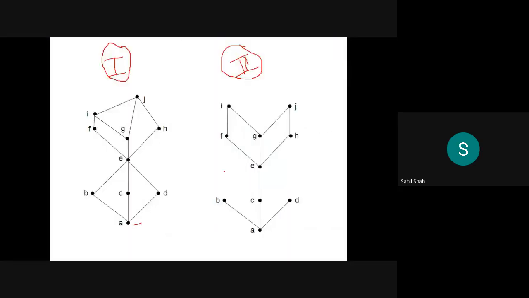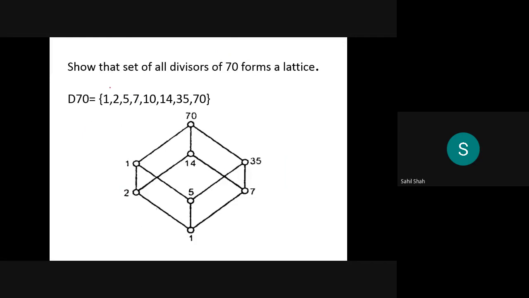Yes. Fine. So the very first example for you: show that the set of all divisors of 70 forms a lattice. This is the question. Yesterday I told you, if there is such a question, we first need to write a set wherein we have all the elements which divide that particular number. Here you have been given the set of all divisors of 70.